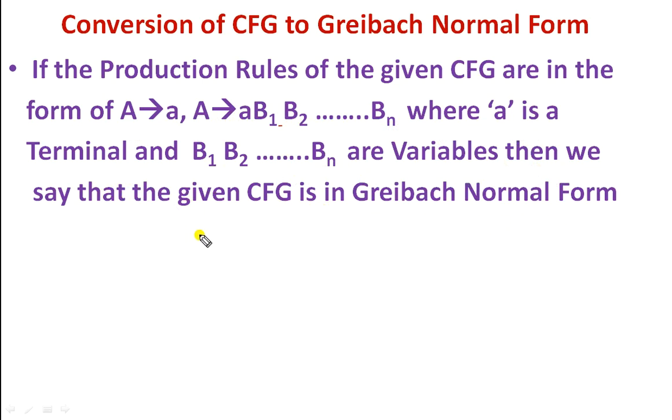So what are the two conditions? All of the production rules must be of the form either A generates a or A generates a B1, B2 and so on Bn. So then we say that the given context-free grammar is known as Greibach normal form.